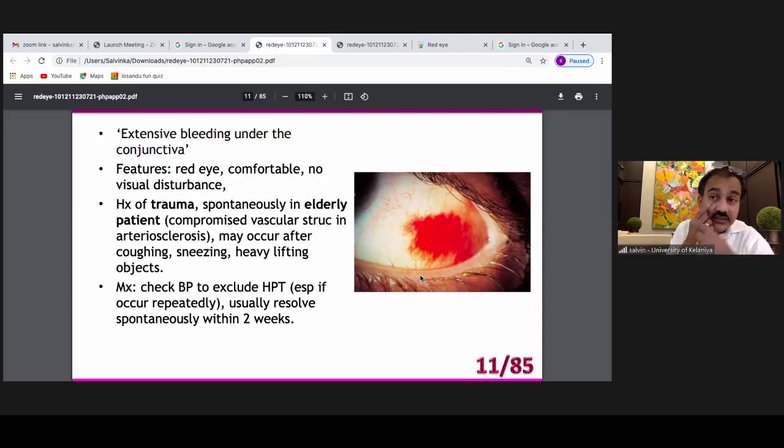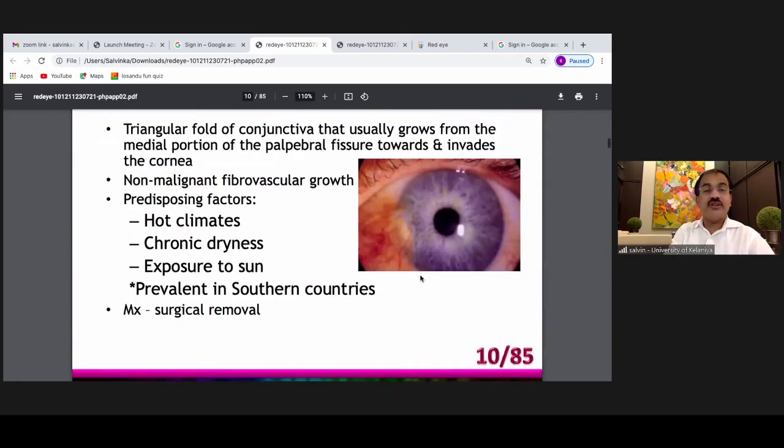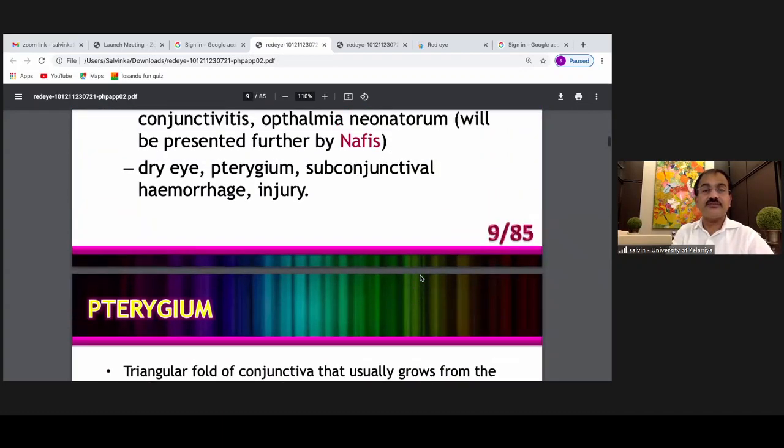When you pull the lids and see, sometimes even that may be white. But on the other hand, if it is pure conjunctivitis, the lids will be more red than around the cornea, because the main pathology is in the conjunctiva. Okay, so that is how you differentiate conjunctivitis.